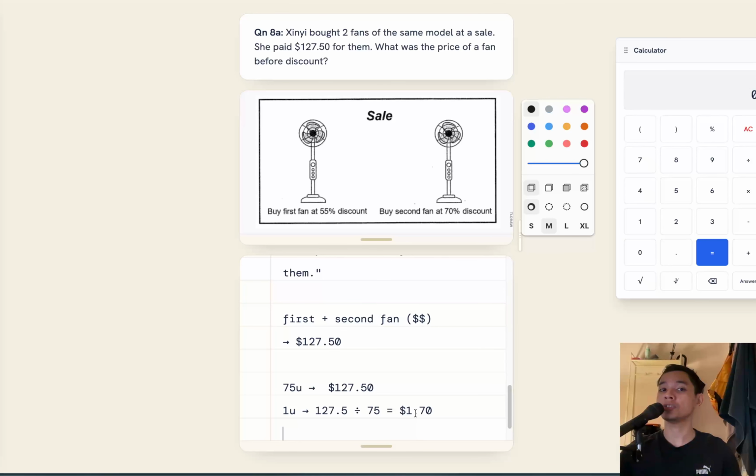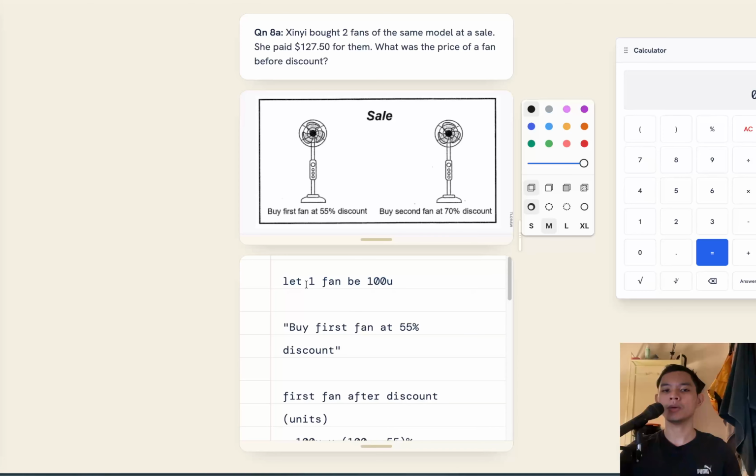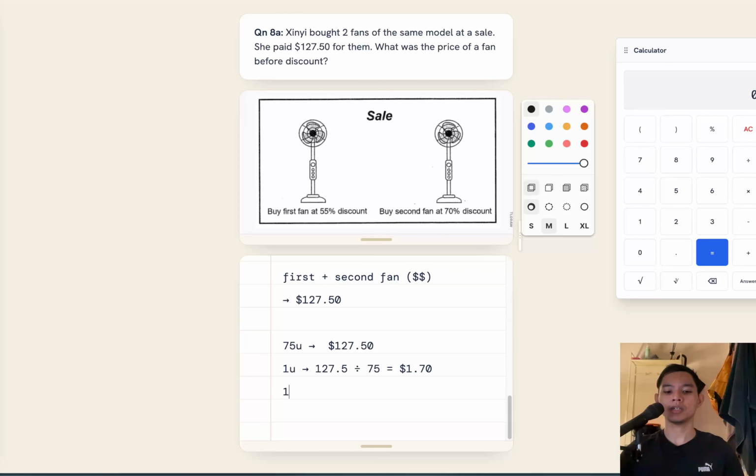Now that we know the original price, let one fan be 100 units. So that means 100 units, which is the fan before discount, will then be 100 times 1.7, and this will be $170. Okay, there you go. So that's the answer, $170.